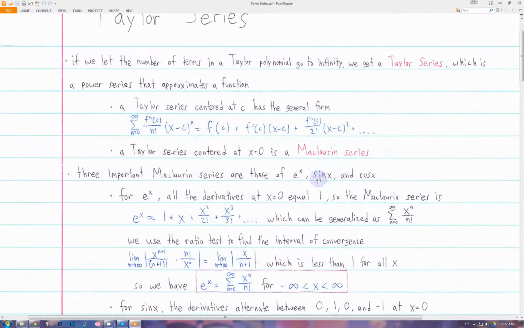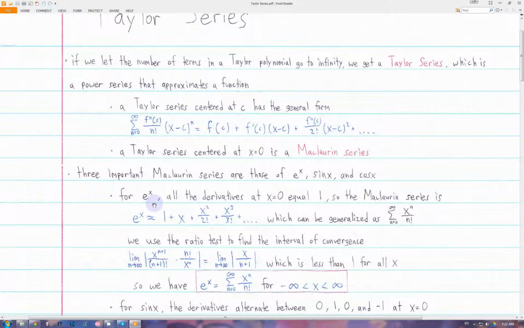And so there are 3 Maclaurin series that you have to memorize. Those are e to the x, sine of x, and cosine of x. So to find the Maclaurin series, we're just going to write out a few terms of the Maclaurin polynomial manually, and then find a general term.